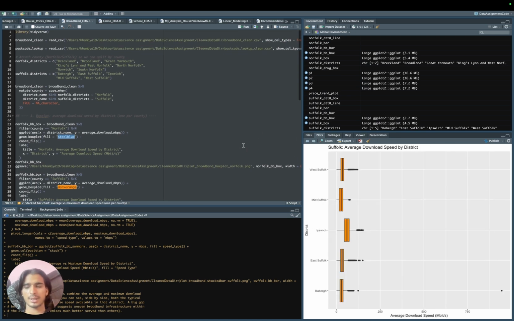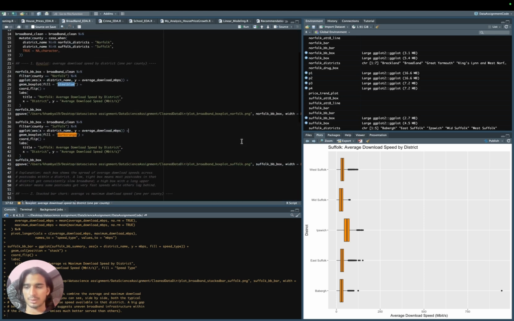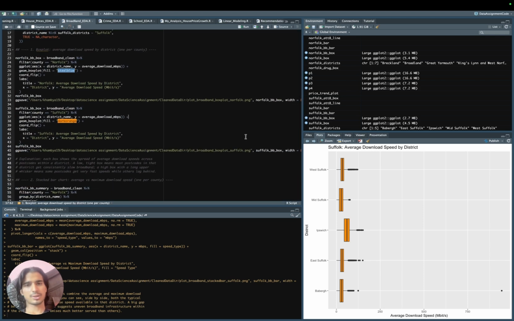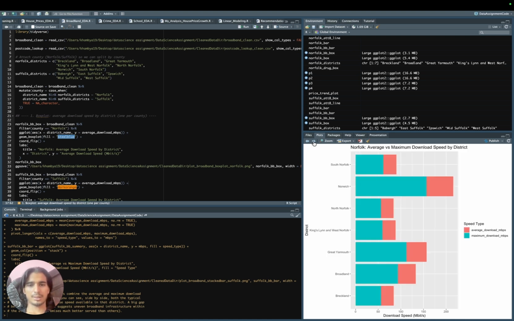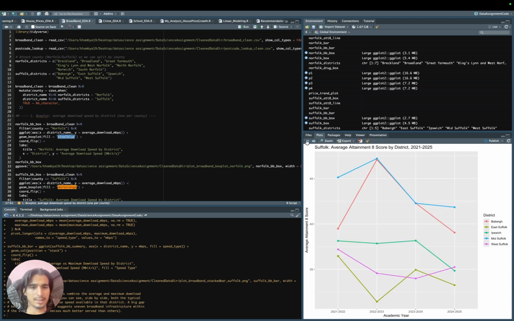And crime rates and school results across all districts, bar charts to rank districts, and line graphs to see how things changed over time. For example, this box plot shows the average download speed by district in Suffolk. We can see that we have many graphs for the analysis part.